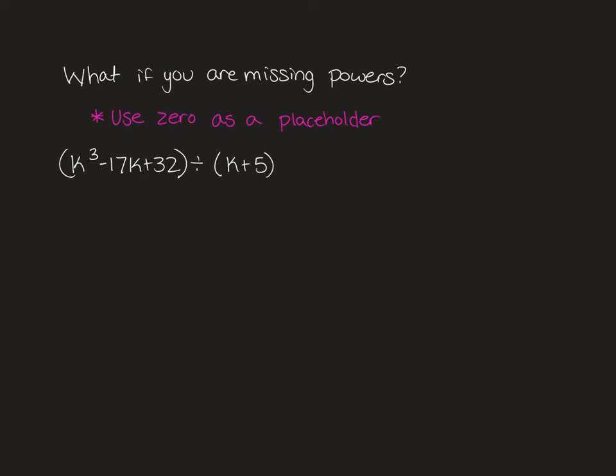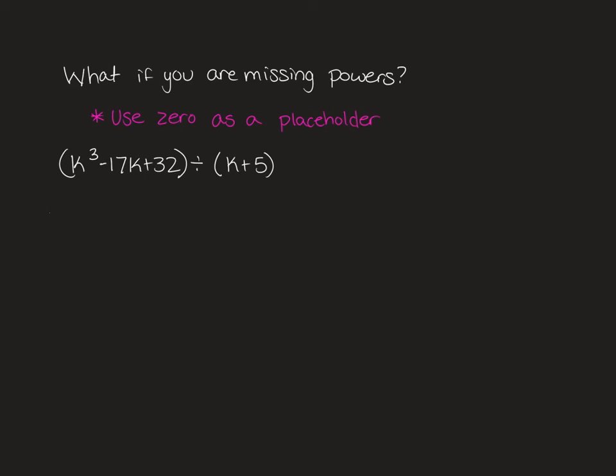All right, last but not least, what if you are missing powers? You have to use a 0 as a placeholder. So we have k cubed minus 17k plus 32. We are missing the k squared. Okay, and all of this is divided by k plus 5. So I'm going to show you both ways to do it, both long and synthetic.